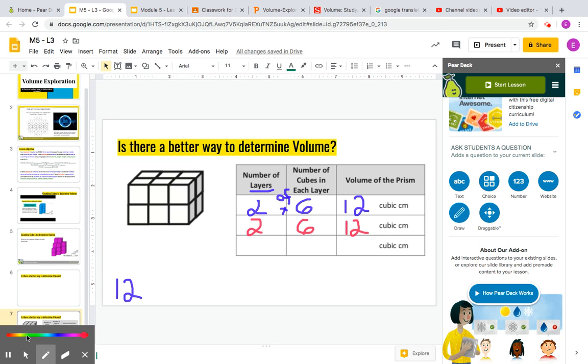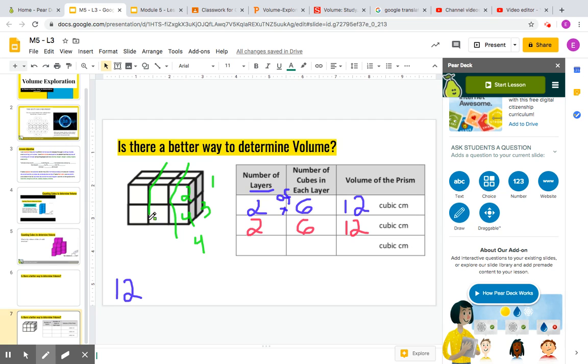Let's see. We seem to be looking at the surface or the face of this structure. So we looked at the front face, we looked at the top face. So now let's look at the side face. How many cubes are on this side? We have 1, 2, 3, 4 cubes. 4 cubes on the side.